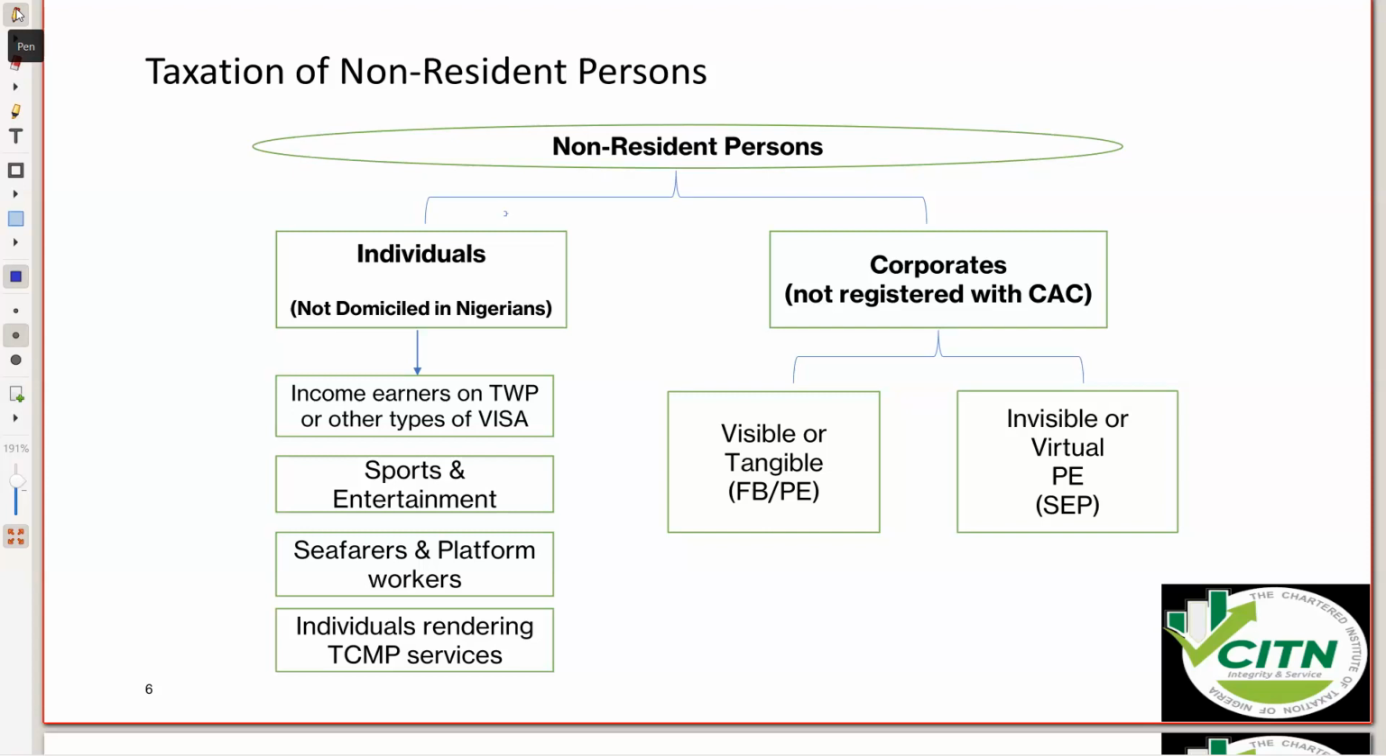And then there are also individuals that provide some form of technical consulting, management of professional services, advisory services. For example, a company in Nigeria looking for advisory from a big legal firm in the UK. An individual from the UK is not resident, but they can provide that professional service, and that would fall under non-resident individuals.